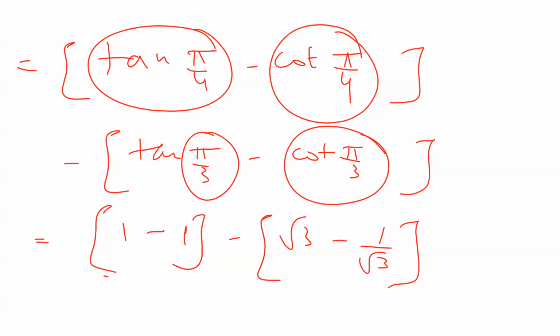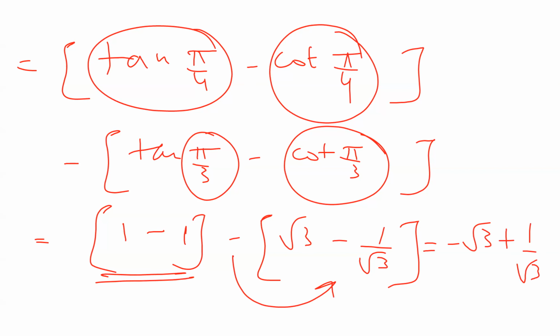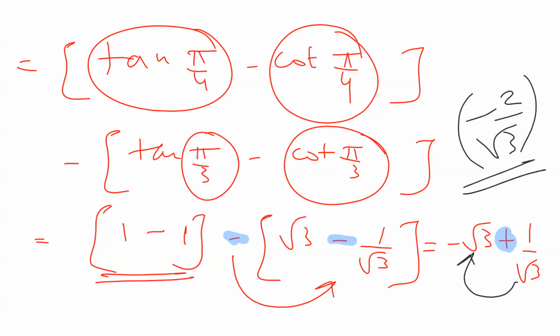So this is 0. Take this minus sign inside, the answer will be minus root 3 plus 1 by root 3, because this minus into this minus will be plus. We can solve this further by taking the LCM. Root 3 will be multiplied by root 3, so that is minus 3 plus 1, so minus 2 by root 3. So the final answer is minus 2 by root 3, if you take the LCM.